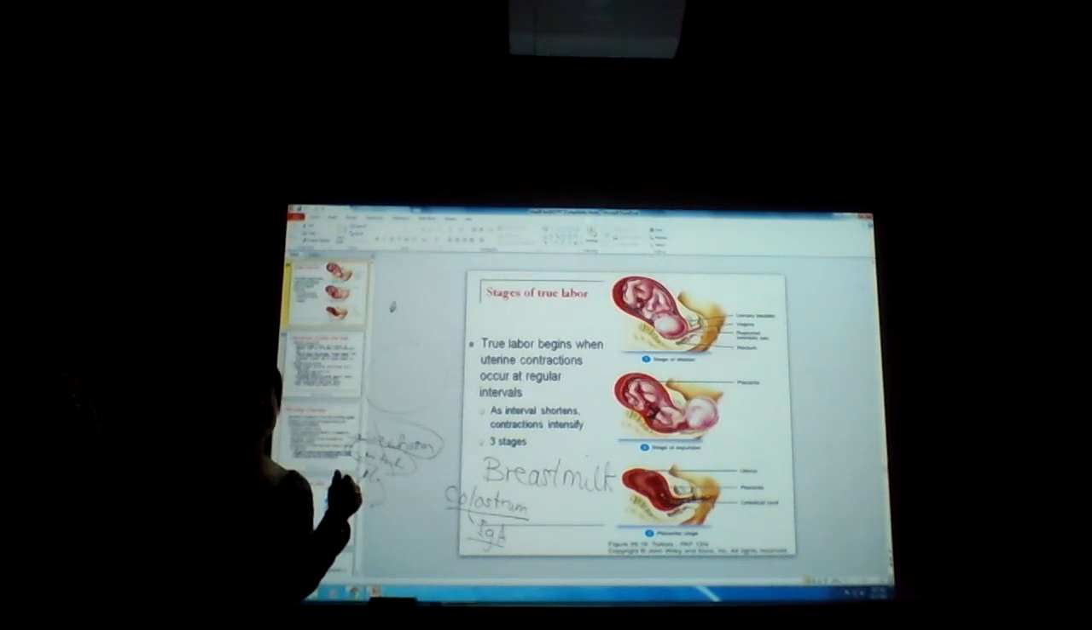I breastfed Lily until she was 3 years old. I've never taken her to the ER. Never. No cough and cold, nothing. Because of IgA. Okay?